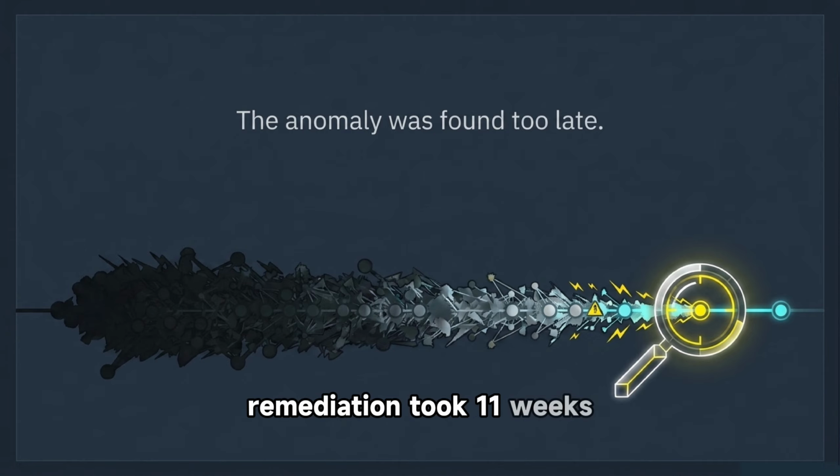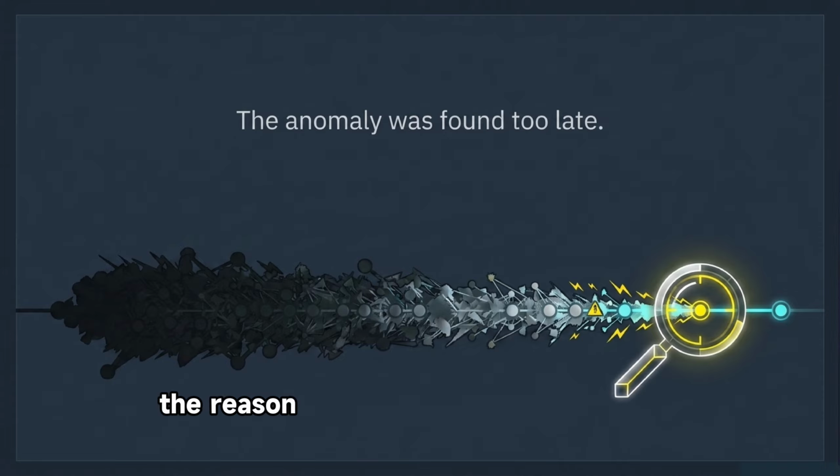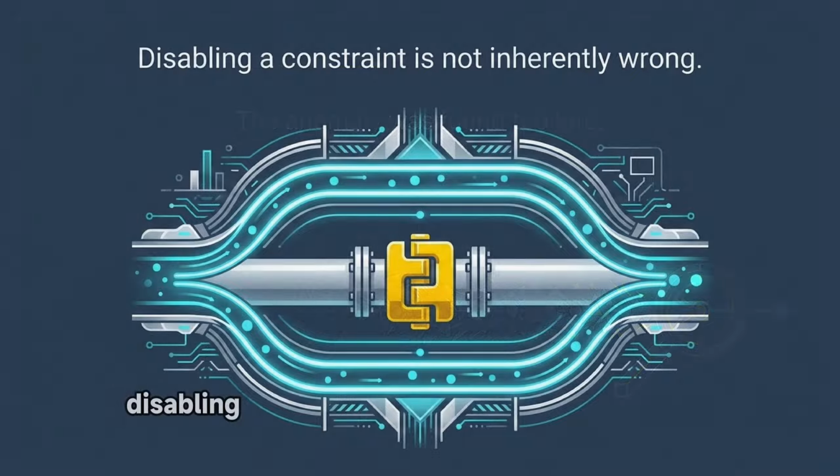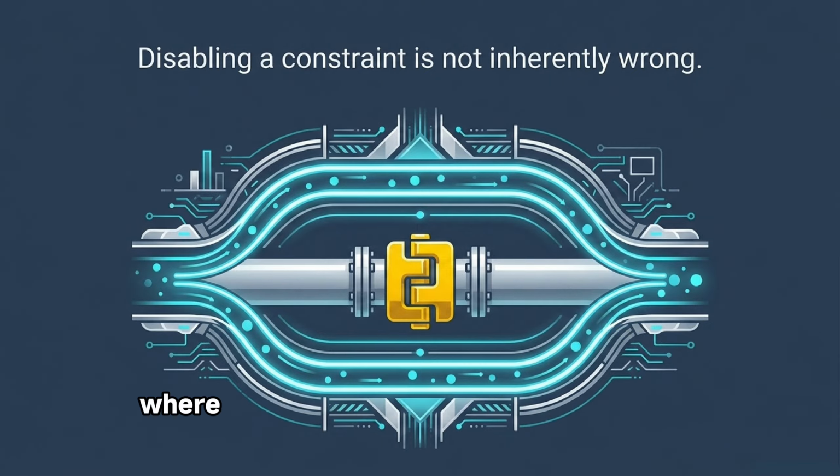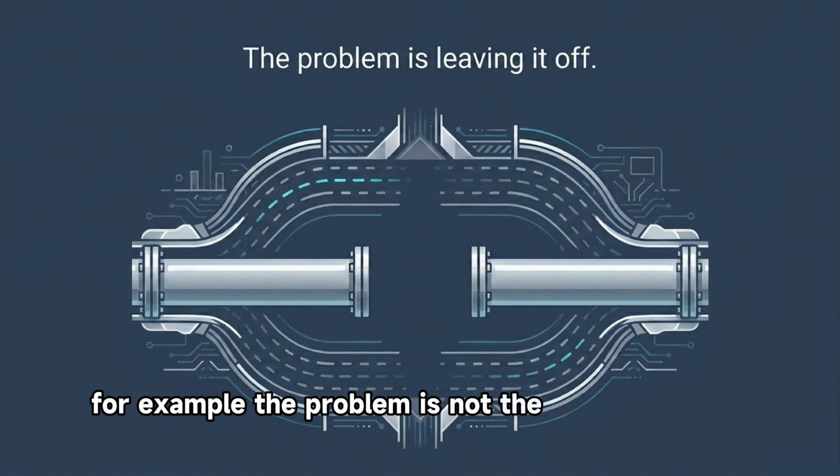Remediation took 11 weeks. The constraint had been disabled for a legitimate reason. The reason had long since been resolved. The constraint was never turned back on, and the protection it provided was absent for the entire period that followed. Disabling a constraint is not inherently wrong. There are circumstances where it is the correct operational decision. A large bulk migration where constraints are verified in advance and re-enabled immediately after, for example. The problem is not the act of disabling. The problem is the pattern that follows.